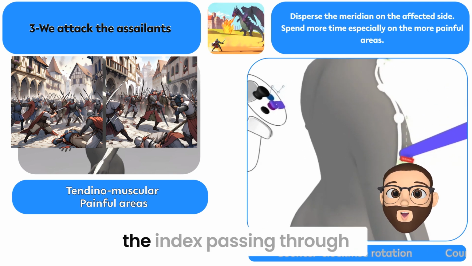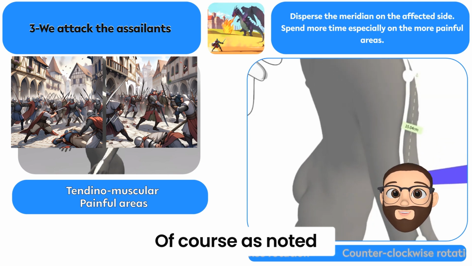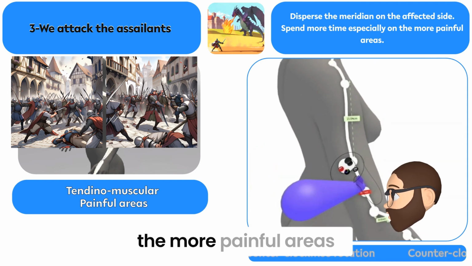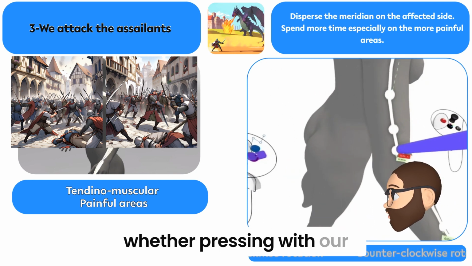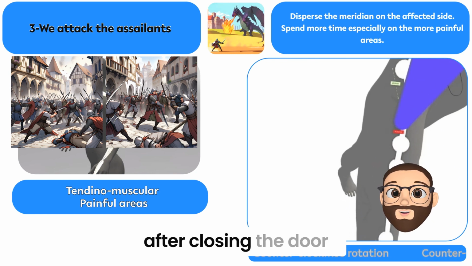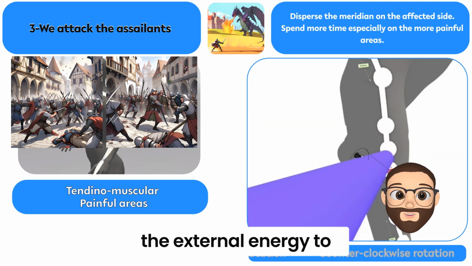From the neck to the index, passing through the painful area, of course. As noted, we take care to go more slowly and spend more time on the more painful areas, whether pressing with our hands or with an acupuncture pen. After closing the door, increasing resistance, we attack the external energy to disperse it.